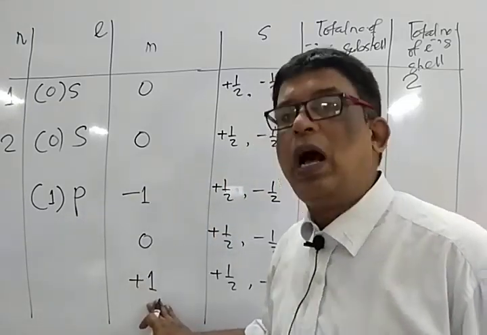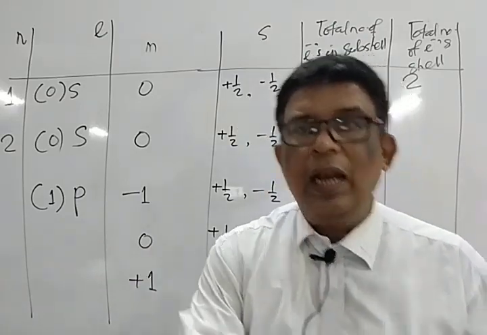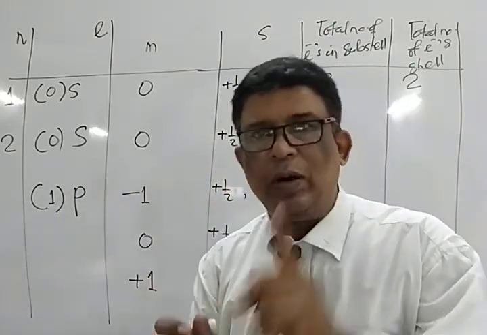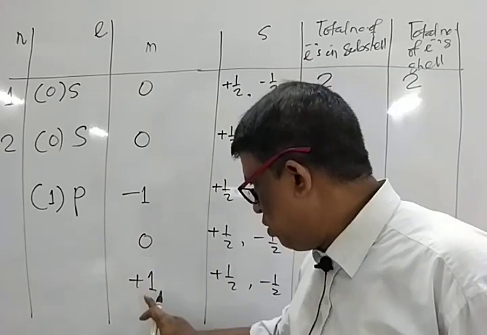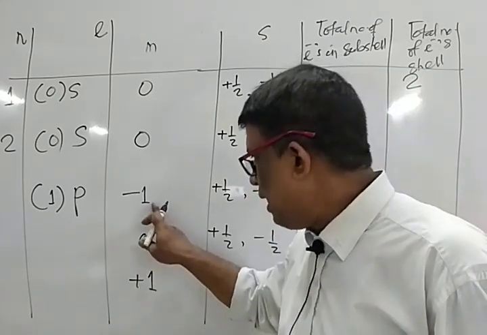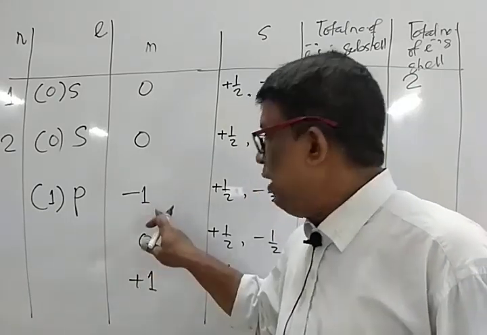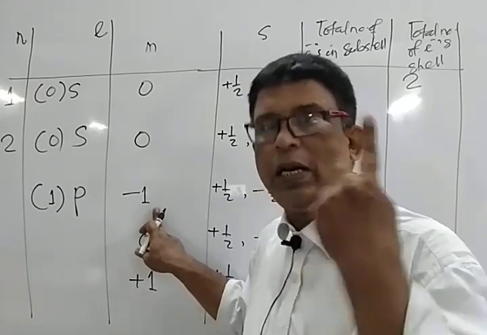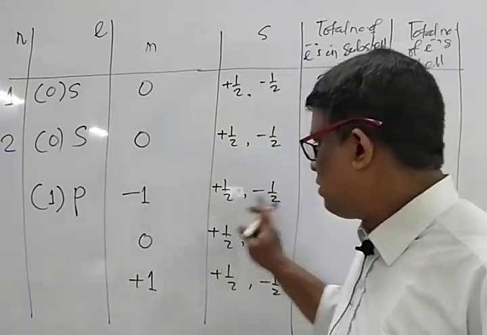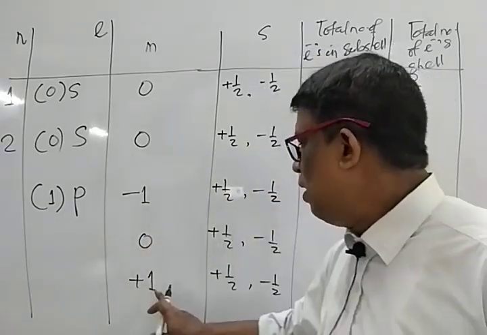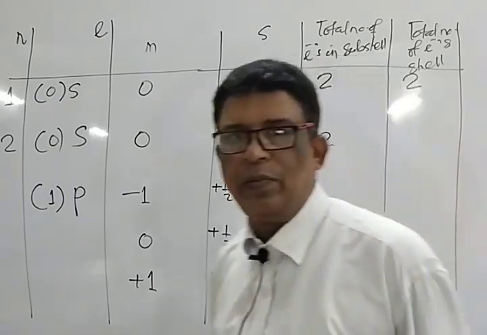What are their values? How do we know? That is minus L to plus L through 0. L is 1, so minus 1 to plus 1 through 0. It is Px, Py, Pz. In Px, whatever may be the orbital, maximum 2 electrons, plus half, minus half. Py, plus half, minus half. Pz, plus half, minus half.